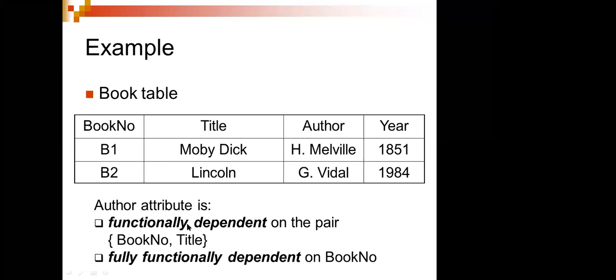Now when I say fully functionally dependent, it means book number. Whenever I talk about the book number, B1, automatically I'll get the full data. What is the full data I'll get? Moby Dick, which is the title; Melville, the author; then 1851. That means these all are functionally dependent on the book number. So title, author, and year are all built on the book number. So it is functionally dependent.